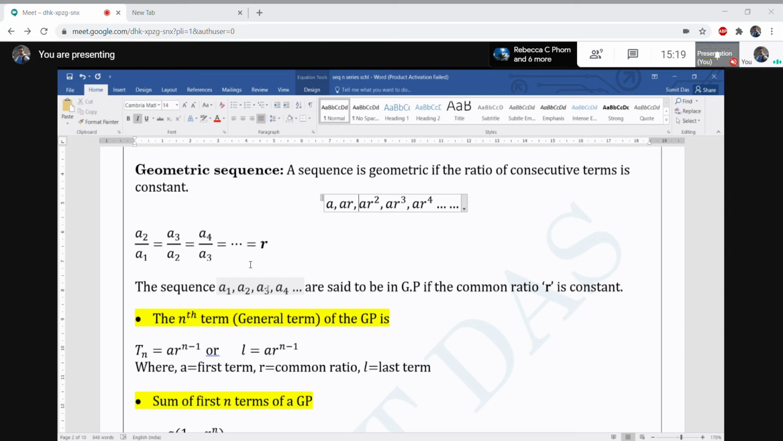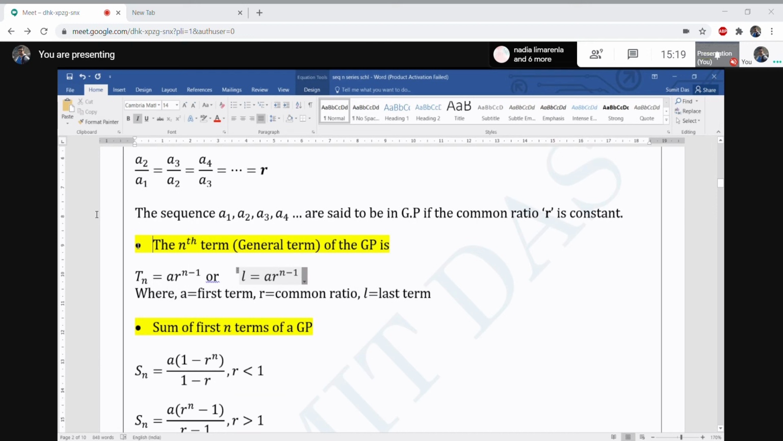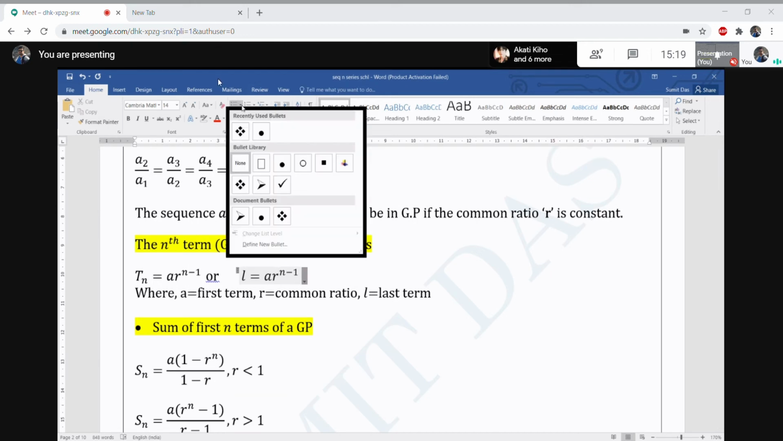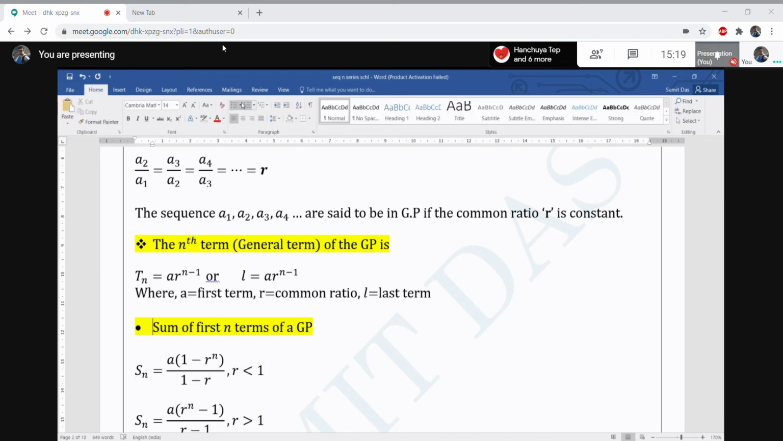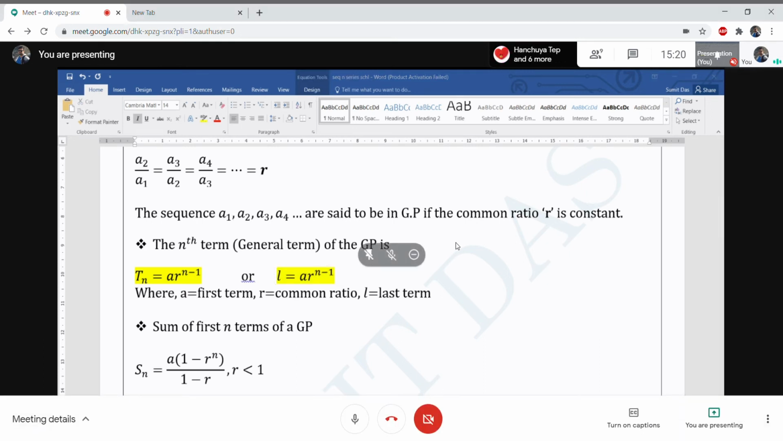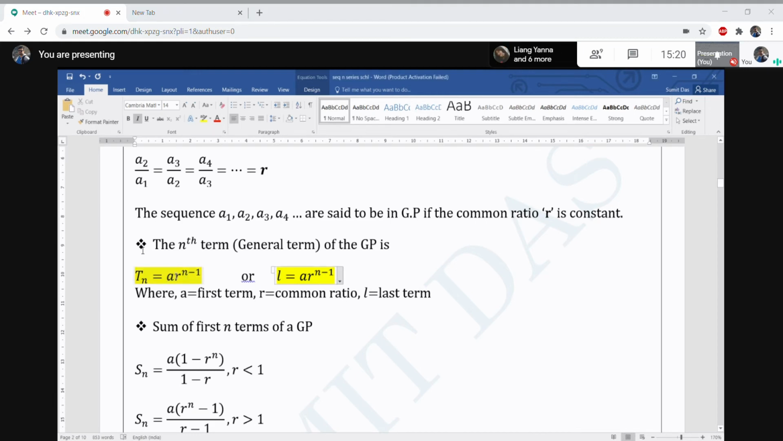Okay, so now two things. First is the general term, similarly same as arithmetic progression. Here also we have the nth term or general term, and the sum of the first n terms formula. The nth term formula is this: Tn equal to a r to the power n minus 1. Or instead of Tn we can say L also, the last term. What is a? First term. R is common ratio, n is how many terms there are.